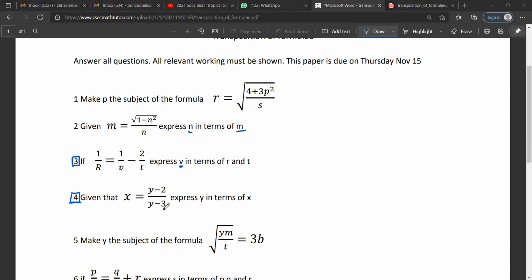Given that x is equal to y subtract 2 all upon y subtract 3, they say express y in terms of x. So all they're asking is to make y the subject, right? Nothing complicated. Make y the subject.